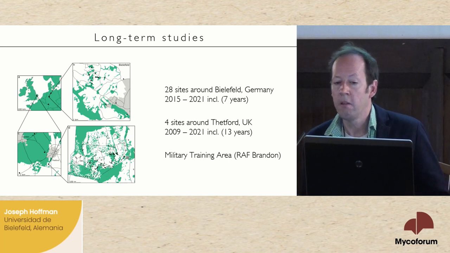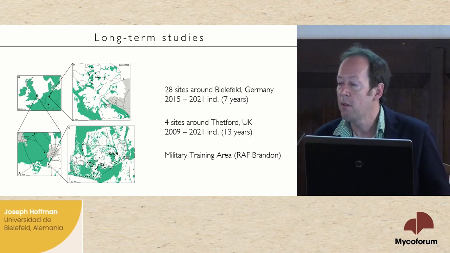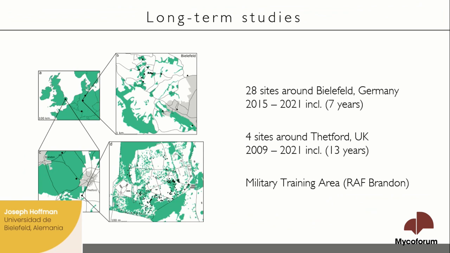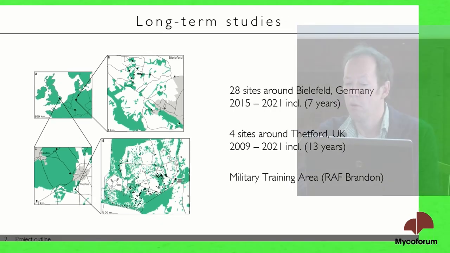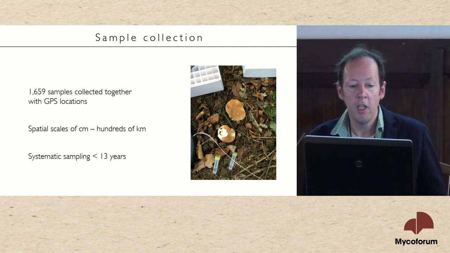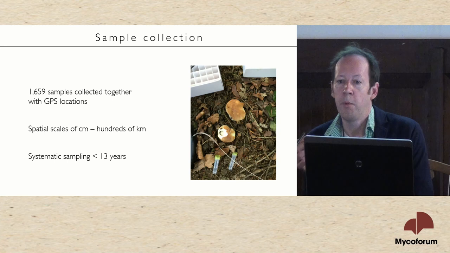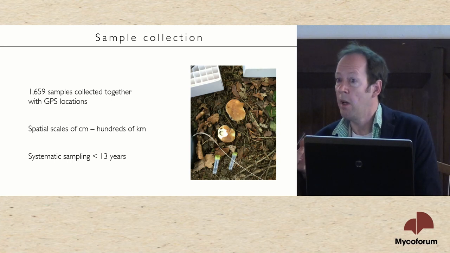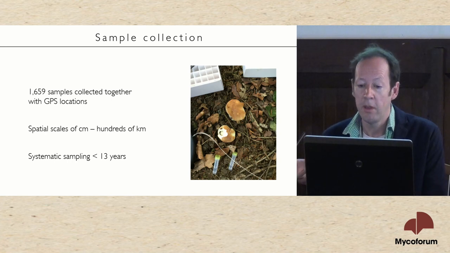We'll do this using existing sample sets. So we now have 28 sites around Bielefeld, monitored for up to 7 years. And my colleague Bill Amos in Cambridge has 4 sites that have been monitored for 13 years. These include a military training area, an area that is closed to the public. It provides a large tract of continuous and pristine habitat that has not been hunted for many, many years, if at all. We've gathered over 1,600 samples, most of them GPS tagged, and the spatial scale of the study spans from a few centimeters to hundreds of kilometers. We've systematically sampled both sites as well as individuals under specific trees within sites.